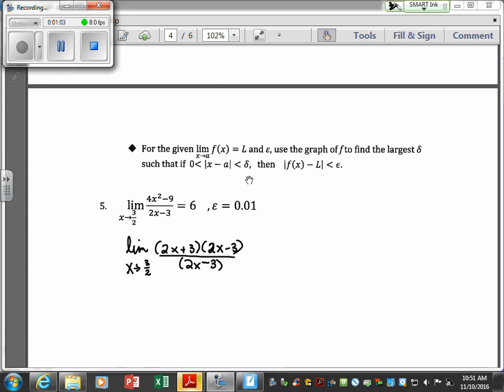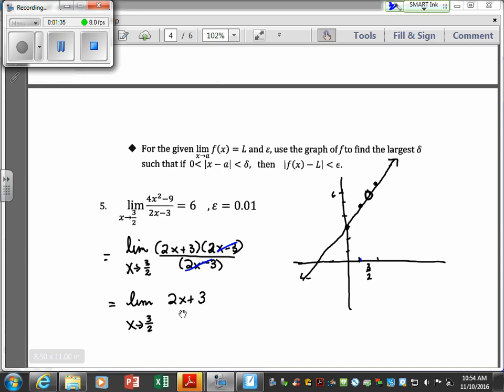So what do we have right there? Yeah, this is going to simplify. So that's going to equal, to see a simplified version of this, the limit as x approaches 3 over 2. Okay, so it told us to use the graph. So I'm going to graph 2x plus 3. Let me pause it.